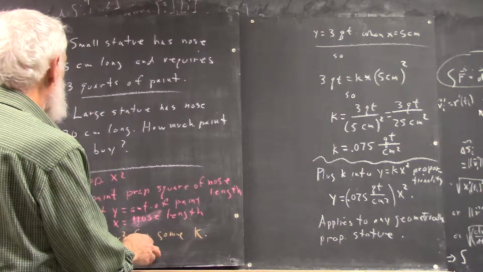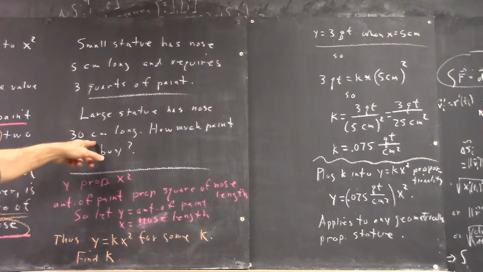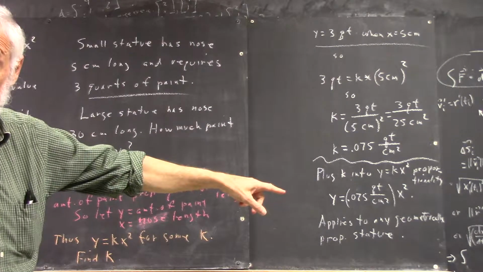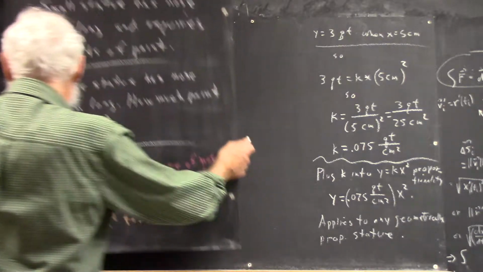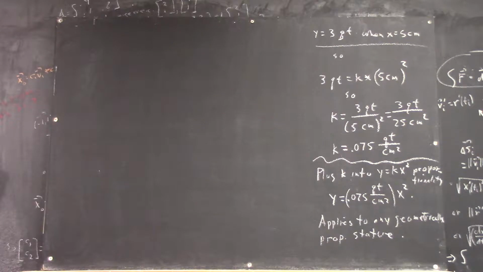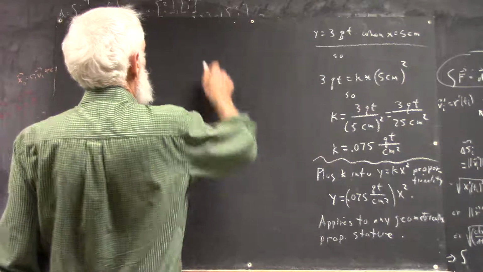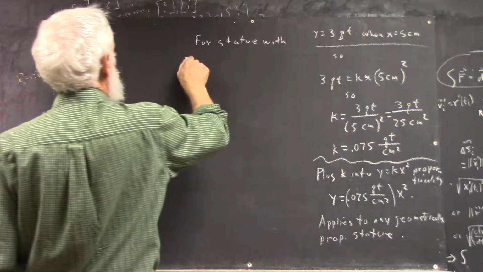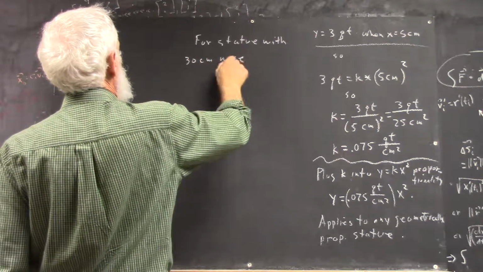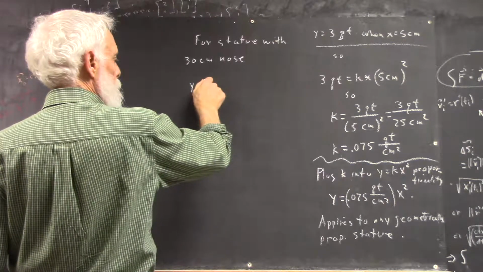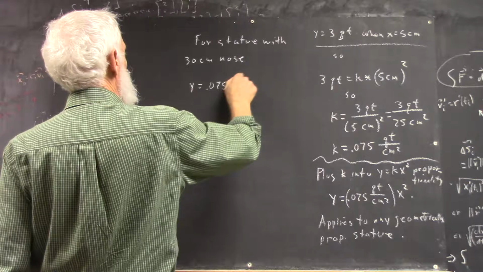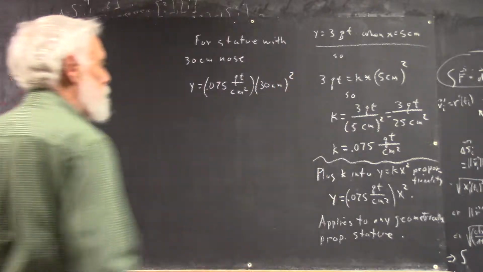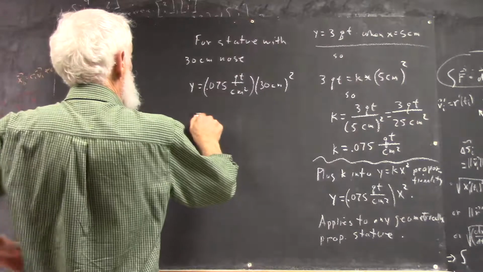So how are we going to figure it out for the statue with the 30 centimeter nose? Put 30 as the X. Yeah, could plug the 30 centimeters in for X, right? So, you get this, right? Which is then very easy.